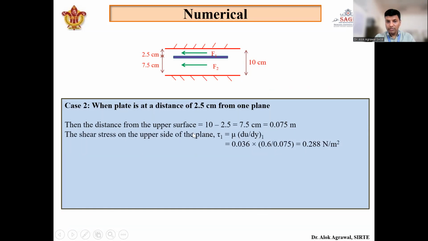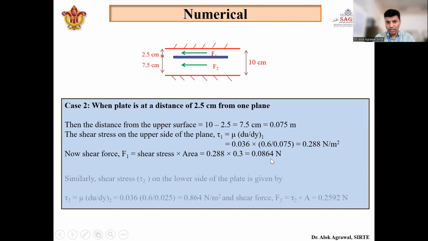Again, the formula will remain the same. First, we have to calculate tau 1, but here dy will be changed. पहले dy था 0.05 दोनों केस के लिए, अब पहले केस के लिए इधर के लिए dy हो गया हमारा 0.075 और जब हमने इसको रखा तो हमारा shear stress आया 0.288 और उसको फिर एरिया से मल्टीप्लाई किया 0.3 से तो हमारा F1 आ गया, इसको F1 ले रहे हैं इस केस में, ठीक, तो 0.0864 न्यूटन आ गया.